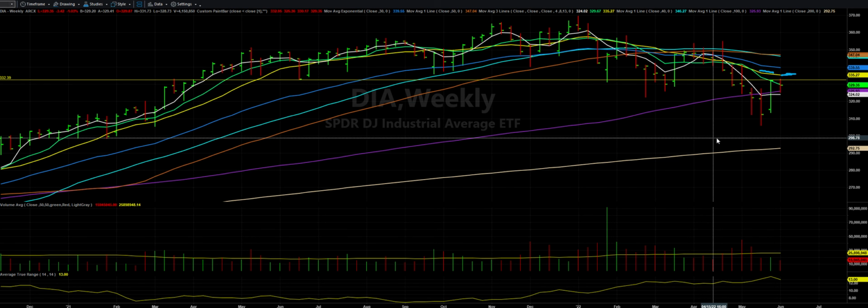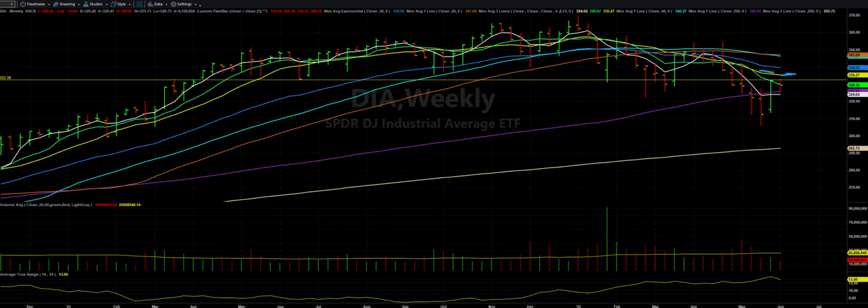So you see how that 13-week and that 50-day moving average are right there next to each other, and the pivot point for the DIA is 332. So we're talking about $2 before we run into really serious overhead resistance levels. I mean, this volume and everything has to be very convincing.